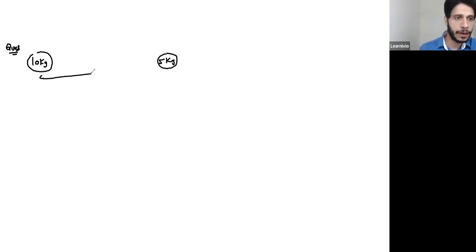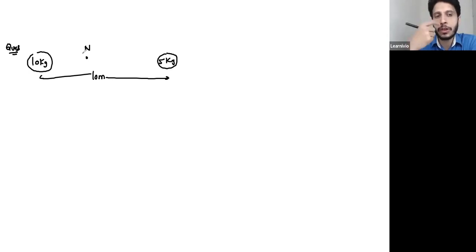Okay, let's do a simple problem on this concept. You have 2 masses, a mass of 10 kg and a mass of 5 kg. They're separated by 10 meters. You're supposed to calculate the position of a point at which the net gravitational field is zero. That means you're supposed to calculate the position of a point where field due to both the masses cancel each other.